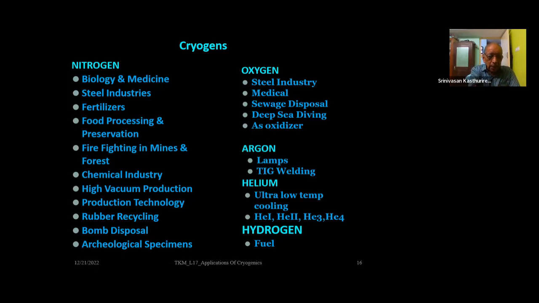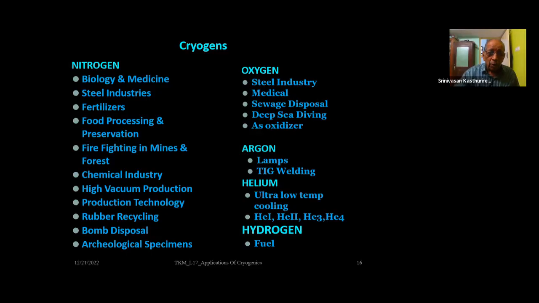Biology, medicine, steel industries, fertilizers, then food processing and preservation, firefighting in mines and forests, then chemical industry, then high vacuum production. Vacuum technology is one of the important areas. This we have seen already. Then fabrication or production technology. Then rubber recycling, bomb disposal, then archaeological specimen preservation. All these things are done using nitrogen.